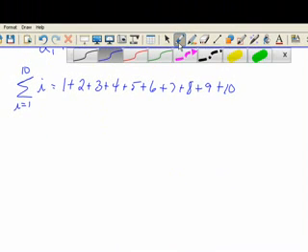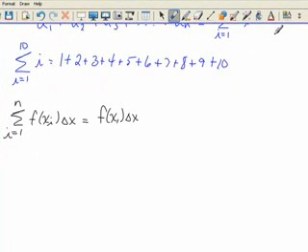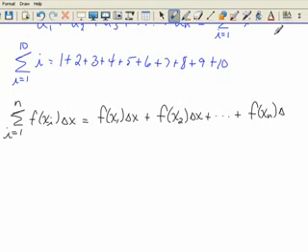Let me change pen color so it's pretty clear we're looking at a different problem. If you see a sum, if I goes from 1 to n, of an expression like this, f of x sub I times delta x, then this could be written, the first term would be f of x sub 1 times delta x, and the second term would be f of x sub 2 gets multiplied by delta x, and so on and so on, and the last term would be f of x sub n times delta x.